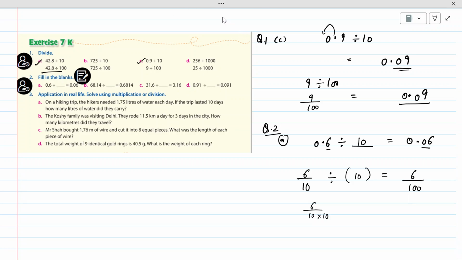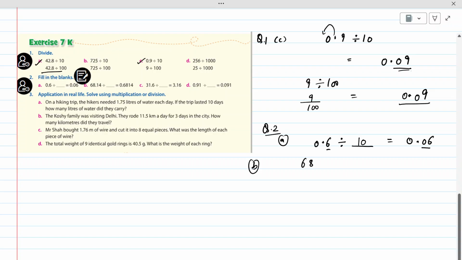Okay, so this is how, kids, we have to do this question. I'm just erasing this. It was for your understanding. So 0.6 has to be divided by a number so that we get 0.06. That means we are shifting one place, right? So it is 10. Next is B part.